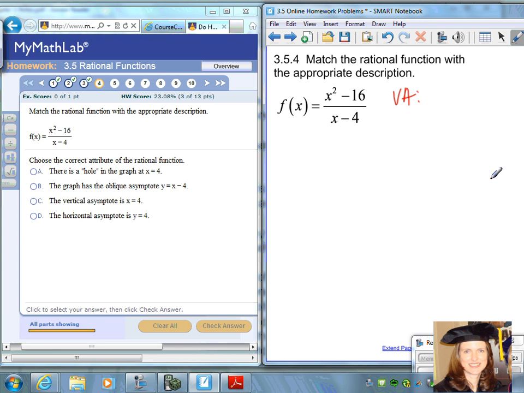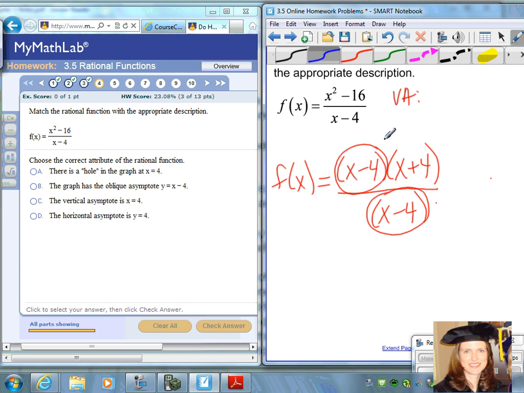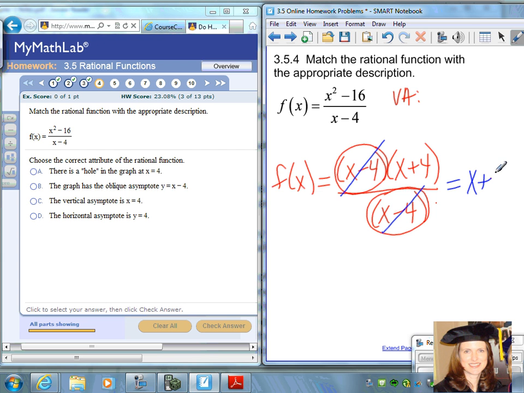However, we've got to watch out if there are any common factors. We want to reduce that first and then set the denominator equal to 0 to determine if there are any vertical asymptotes. The numerator can be factored to x - 4 and x + 4, and the denominator is x - 4. We have a common factor in the numerator and the denominator. This can be simplified by dividing out, which leaves you with just x + 4.